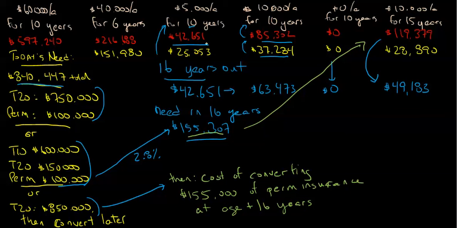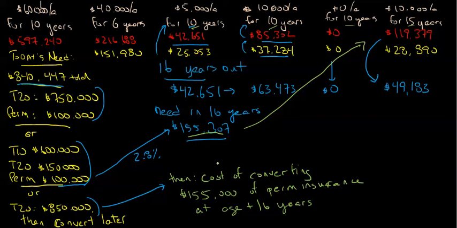Maybe you renew the T20 to take you through this 10-year span and this 10-year span, and then you just use permanent insurance for this last 25-year span. There's all kinds of different options available here, and what we have now is the ability to decide what option is going to work best in this particular circumstance. So I hope that that helps.